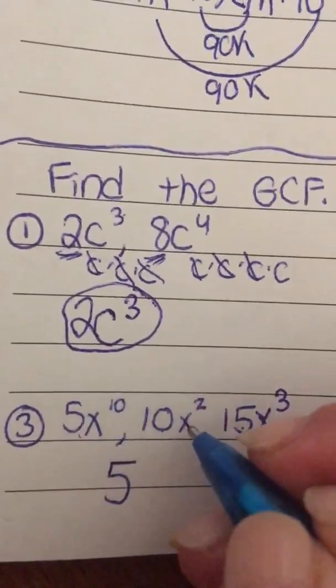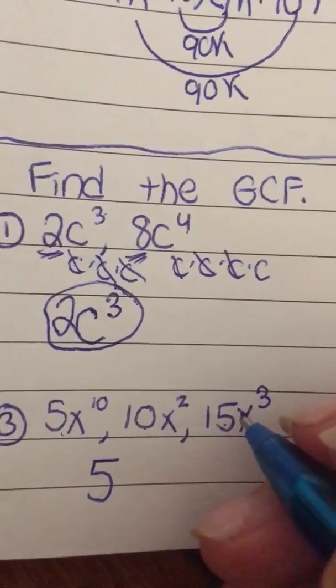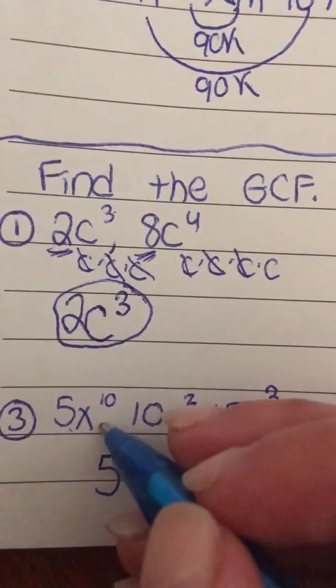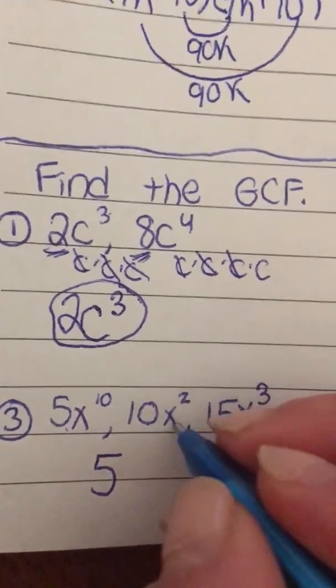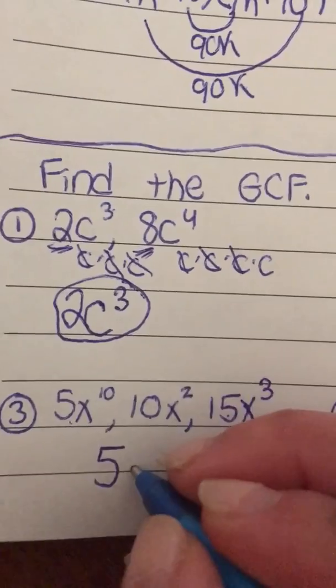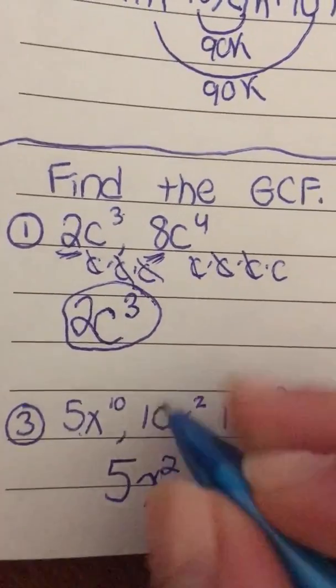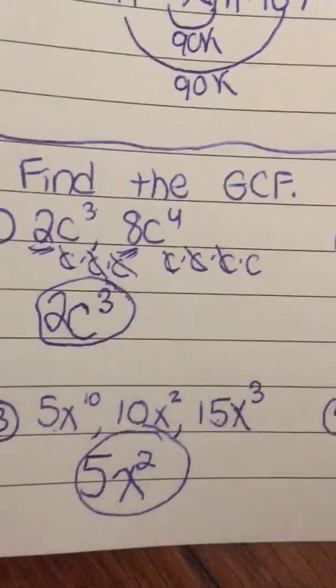And then you're looking at your exponents. So the most that you could take out of all of these, this one has 10 x's, this one has 2 x's, this one has 3 x's. You're always taking the one with the lowest exponent. So it would be 5x squared for your GCF.